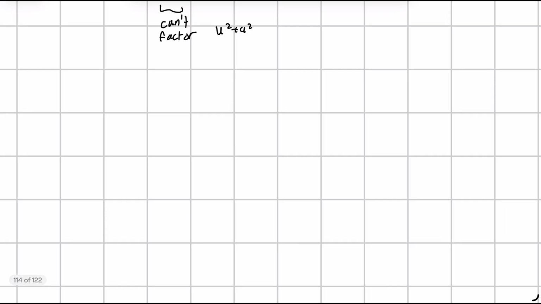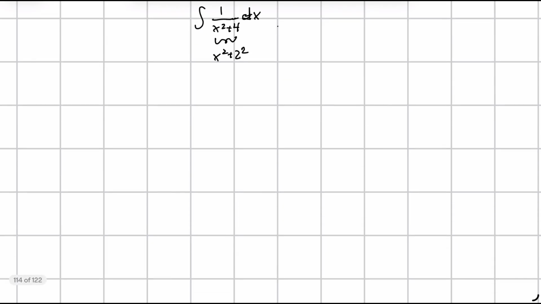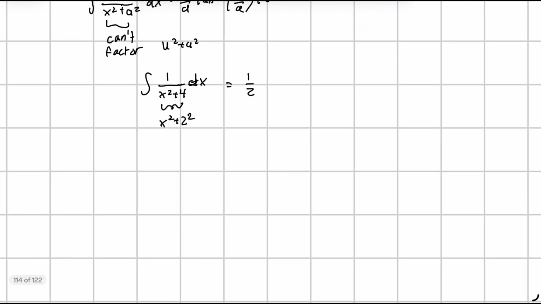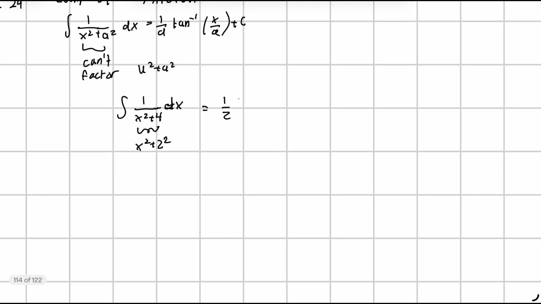So let's do an example of this. If you have the formula, it's pretty easy. So if you have 1 over x squared plus 4 dx, we're going to say here x squared plus a squared is going to be x squared plus 2 squared, just to rewrite. So then we can rewrite this whole thing as 1/2, because now we can see what our a is. So we have 1/2 tangent inverse of x over 2 plus C. So that's going to be your answer. Now let's do an inverse sine form for case 25.